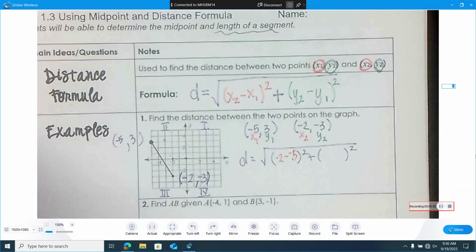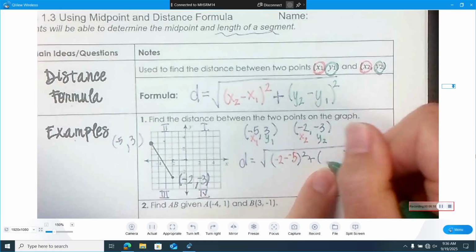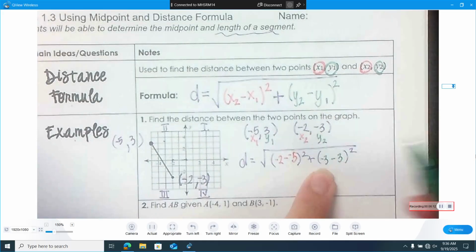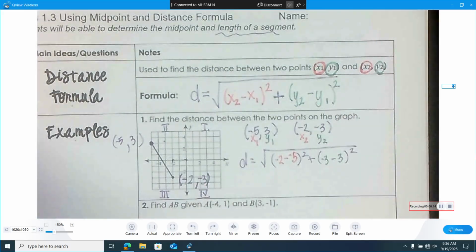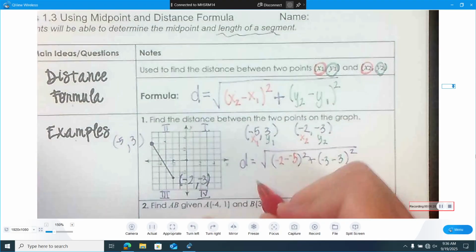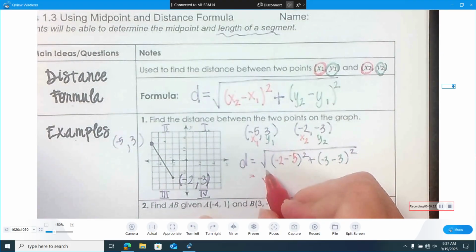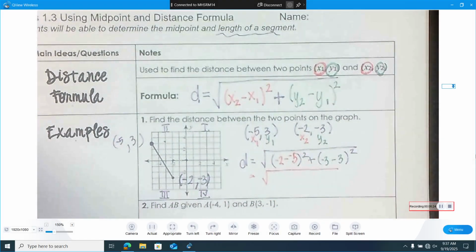And then I'm going to subtract my y's. What should I write for that? Negative 3 minus 3. Very good. So I'm subtracting my green stuff. I'm subtracting my red stuff. All right, I'm going to do a little bit of cleanup. I think this is important that we take a little second just to make sure we know how to do this.